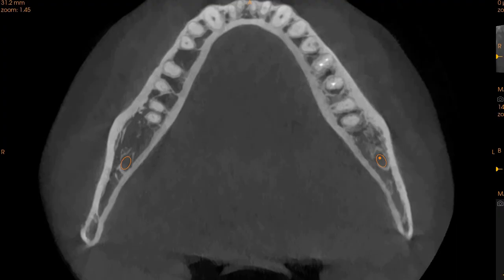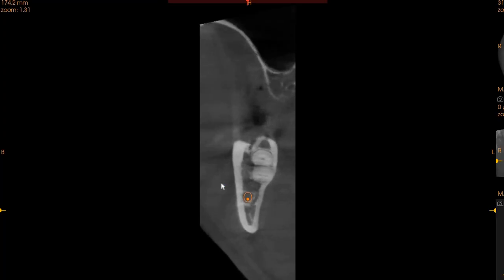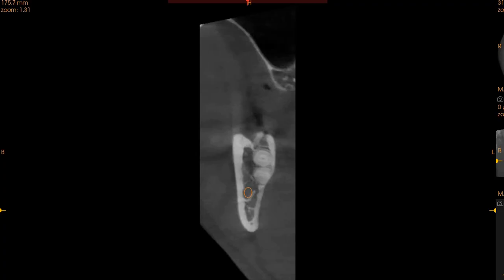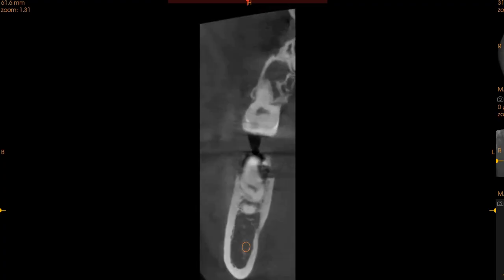As we move towards the lower left 8 and its nerve relationship, you can see on this view right here, the lower left 8 is mesioangular, horizontally impacted, and the apex is very close, overlapping the inferior alveolar nerve. At its maximum, the distance between the two is approximately 2 millimeters, so it's not compressing it. On a two-dimensional X-ray, it will look like an overlap, but it is 2 millimeters away.